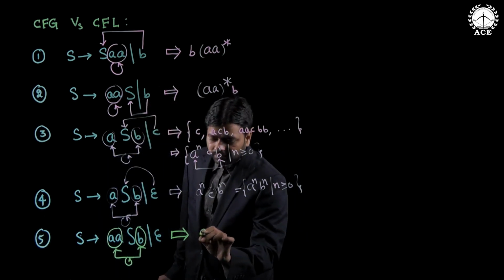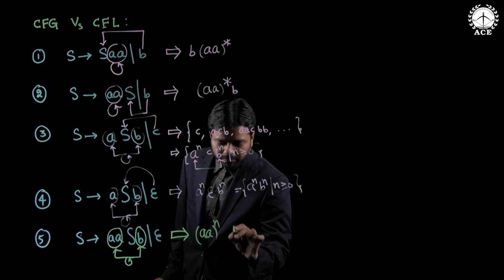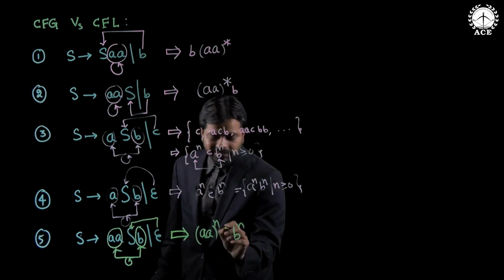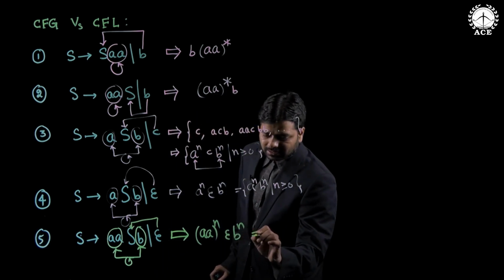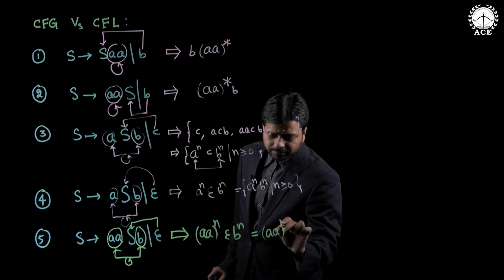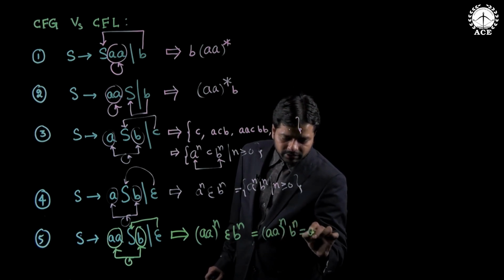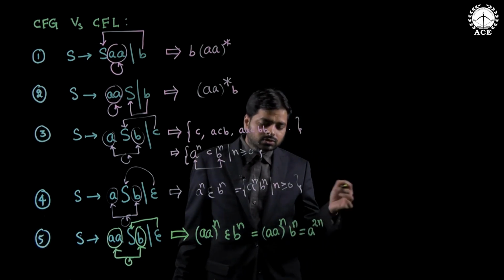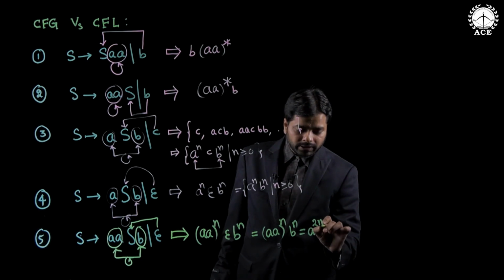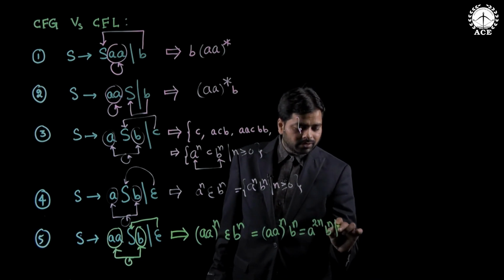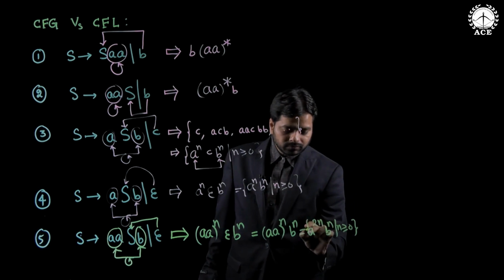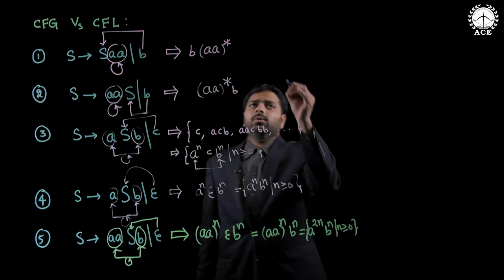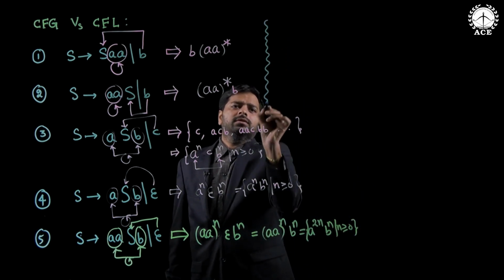Then how do you write that? Double A power n, B power n. The recursion is going to stop when you substitute epsilon in place of S. This is nothing but double A power n, B power n. You can also write the double A as A power 2. So you can write that A power 2 is going to be there n times, nothing but A power 2n, B power n, where n is greater than or equal to 0. This is the fifth grammar that we have understood. Now let us focus on the next grammar.